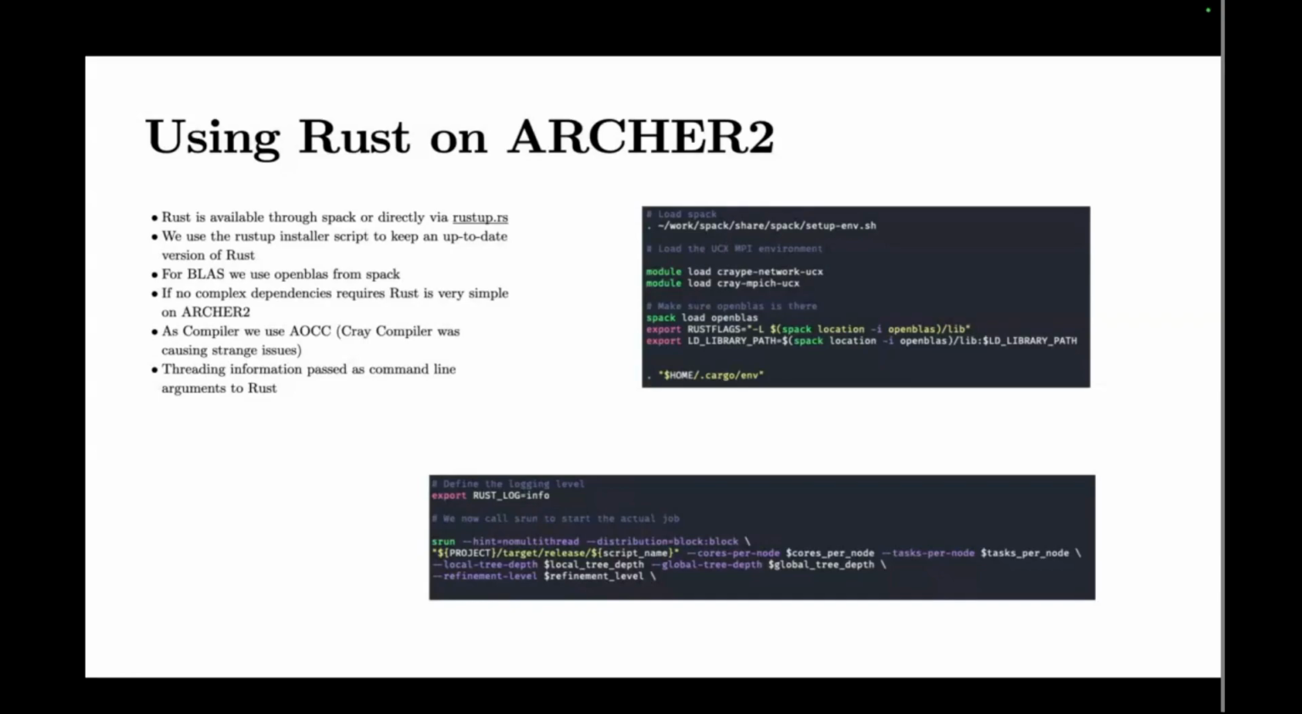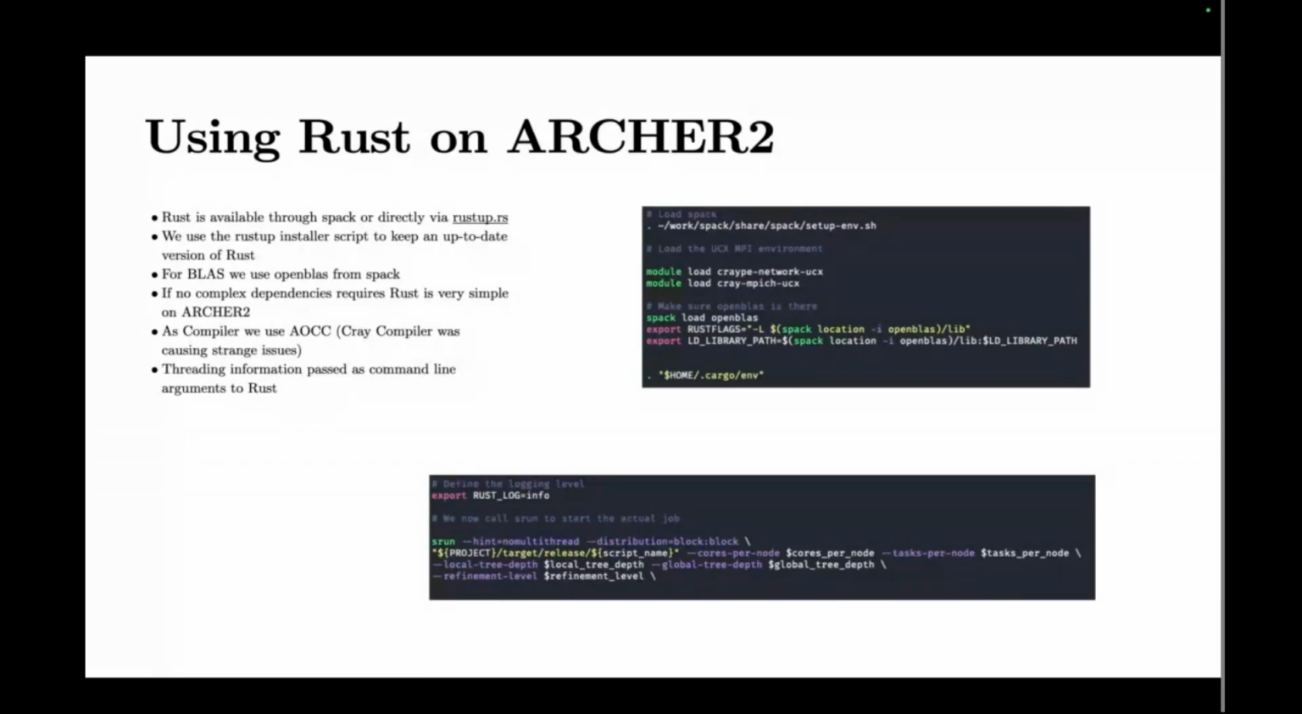So Rust is available either through Spack or directly via rustup.rs. Rustup is the startup website for Rust. You can just download a small script there that installs a local Rust environment for you. That's the easiest way to get Rust. And we actually use this because in Spack it always takes some time until the Spack package is updated. And with rustup, a simple script keeps the installation up to date. For BLAS, we use OpenBLAS from Spack. And then that's really it. Apart from BLAS, everything else is native Rust.